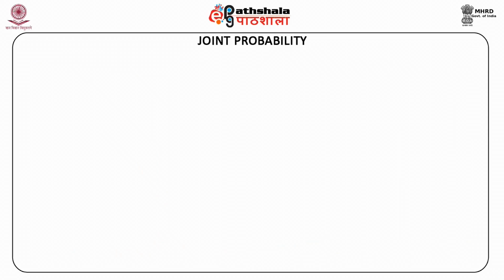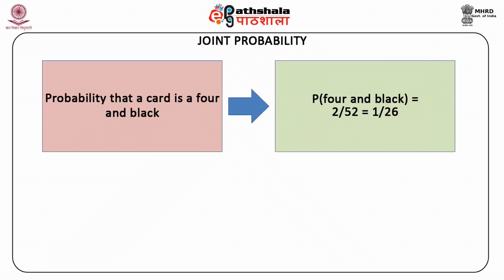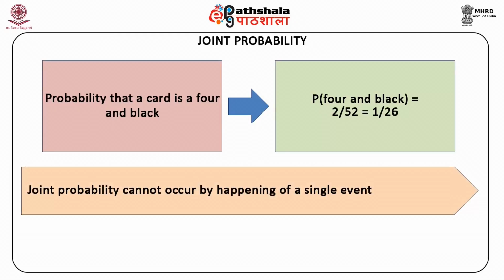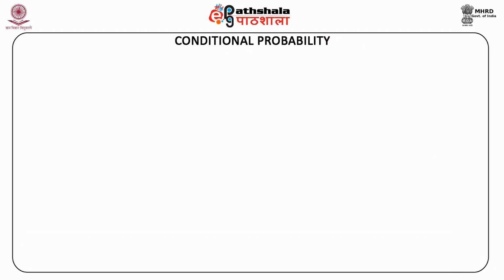Understanding it with the help of an example. Find the probability that a card is a 4 and black. Probability of 4 and black is equal to 2 upon 52, which is further equal to 1 upon 26, since there are two black 4s in a deck of 52: the 4 of clubs and the 4 of spades. Please note, joint probability cannot occur by the happening of a single event, but by the occurrence of at least two events simultaneously. Moving on to understand the meaning of conditional probability.